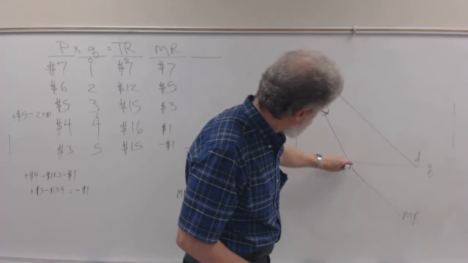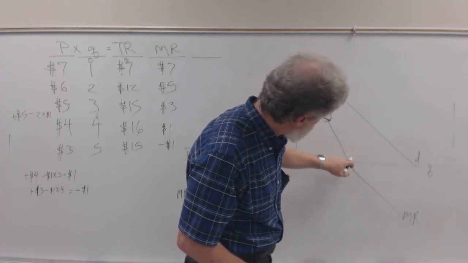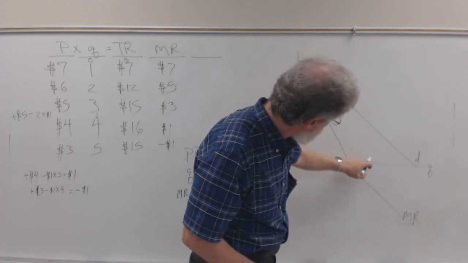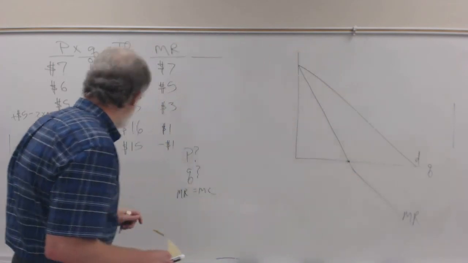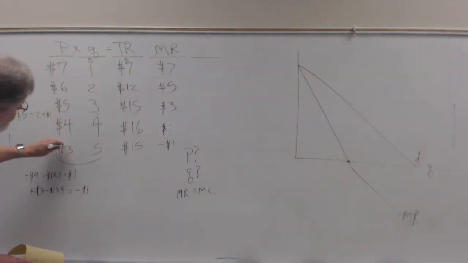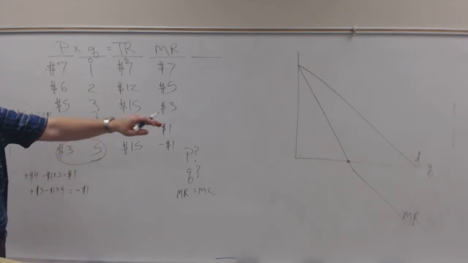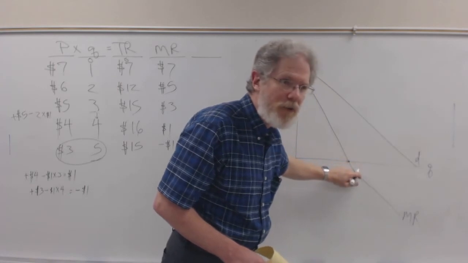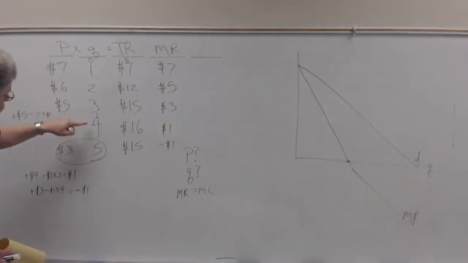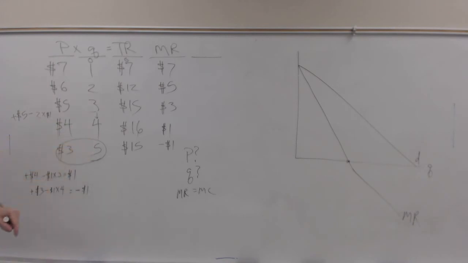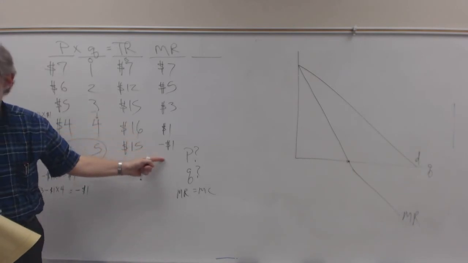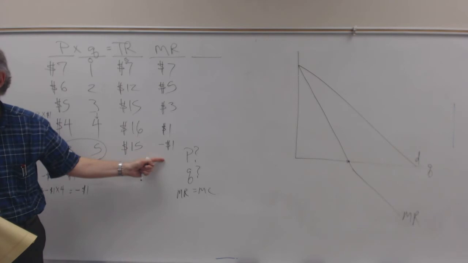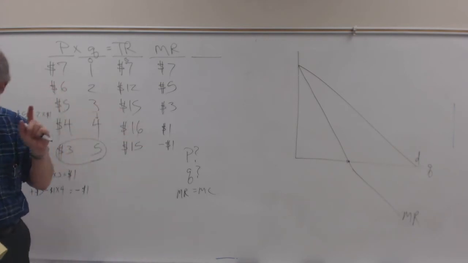Notice once you go beyond this quantity, once you get out here, that would correspond to something like this. Because once you go beyond this point, the marginal revenue is negative. Just as once you go beyond 4, when you produce the 5th unit, you're still getting a positive price when you sell that 5th unit. But what's happening to your total revenue? It's going down.